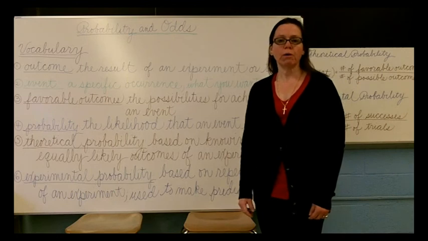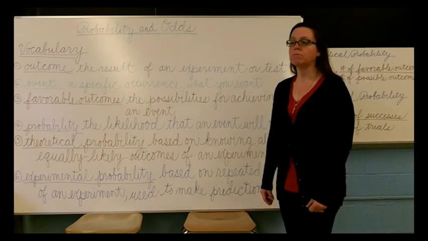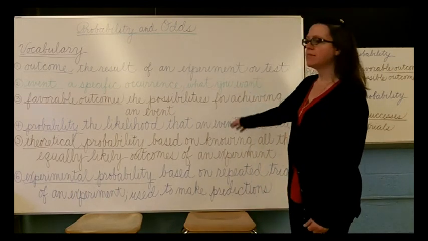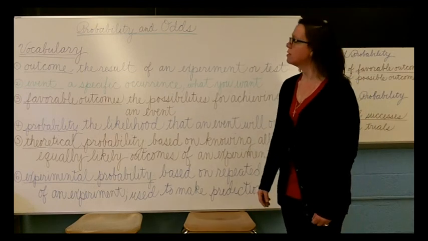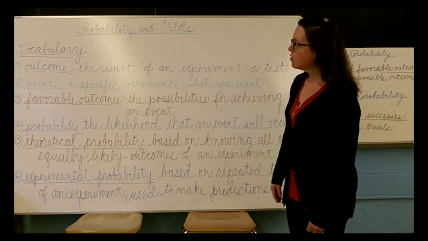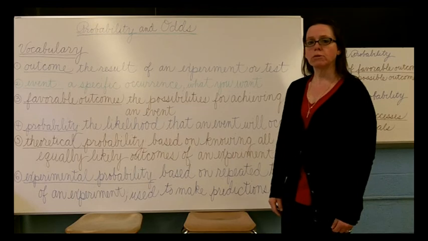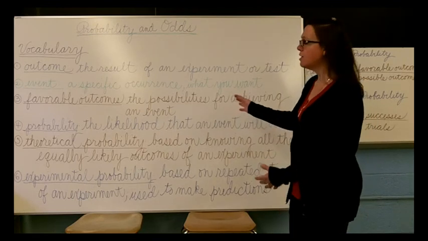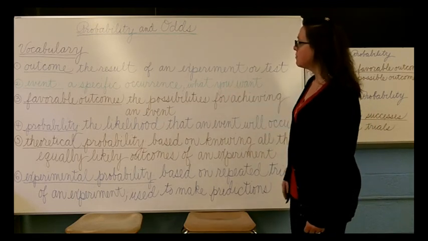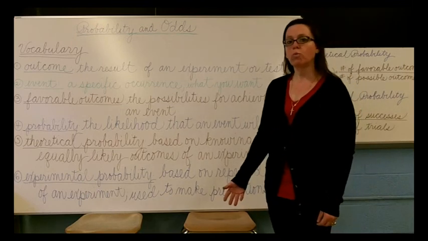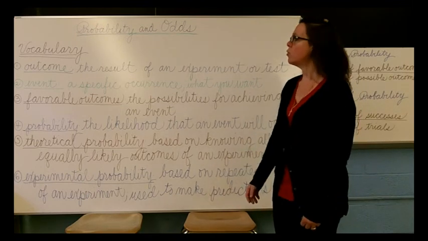When we're talking about probability and odds, the outcome is the result of an experiment or a test. Number 2, our next word is event. And when we use the word event in this context, we're talking about a specific occurrence, basically what you want to happen, what you're looking for.